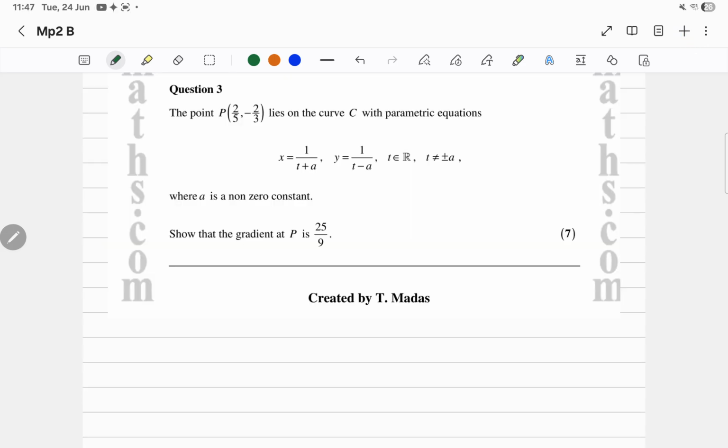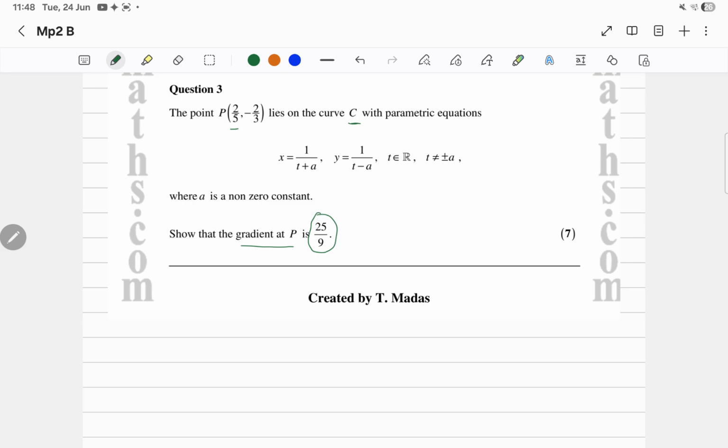Okay, so question number 3 is: the point P with coordinates 2 over 5 and minus 2 over 3 lies on the curve C with parametric equations x equals 1 over t plus a, y equals 1 over t minus a, t belongs to R, and t is not equal to plus or minus a, where a is a non-zero constant. We have to show that the gradient at P is 25 over 9.